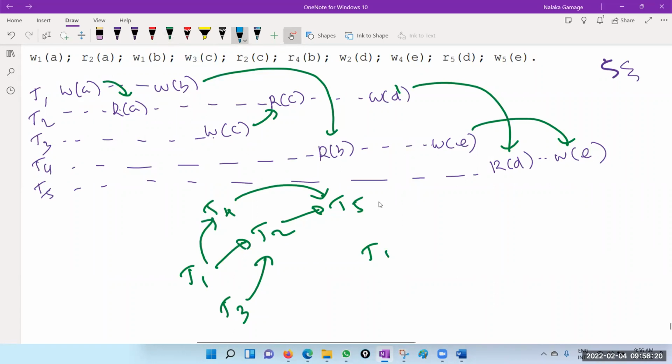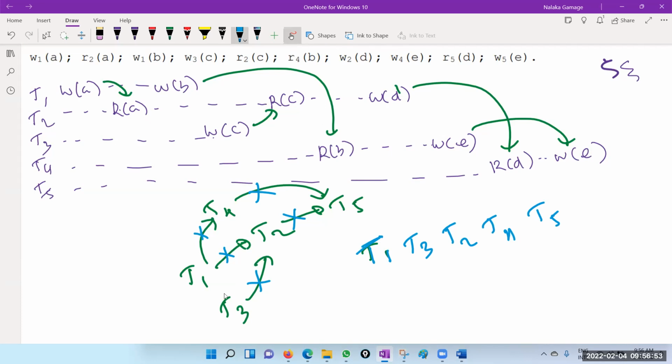If I start with T1, now these two edges are not there, because T1 has in-degree 0. Then I can go for T4, T2 or T3, any of these. I will go for T3, and this is also not there. Now I can go for either T2 or T4. I will go for T2, then T4, and then I can go for T5. So that is one possibility. Just one possibility. So many possibilities are there.